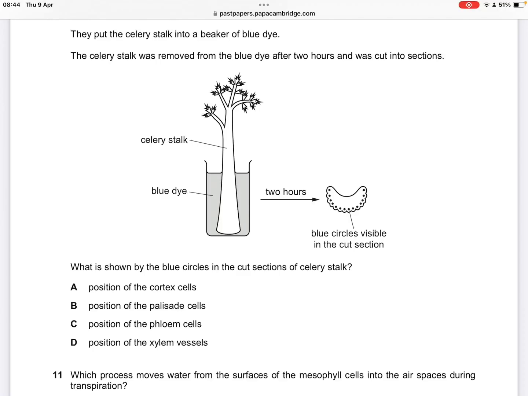Not phloem. Phloem carries sucrose and amino acids, so not that. Cortex cells are the cells that form the rest of the packing material that's in the stem, so not the actual transport vessels or the vascular system. It'd be the rest of the material that you would find in that stem. Palisade cells are found in the leaf, so they're nothing to do with the stem, so don't worry about that. They're just throwing you some odd options. It's hard, people find plants harder than animals.